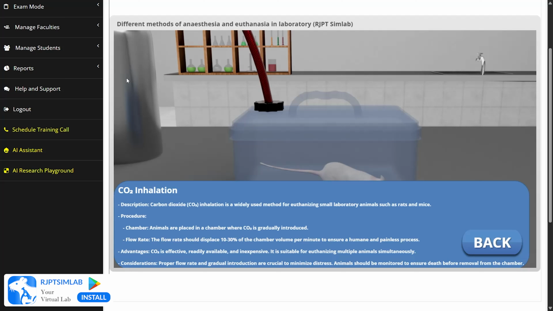As we can see here, it contains the euthanizing gas, which is filled inside the closed chamber where the animal is kept. The description of this method says that carbon dioxide inhalation is a widely used method for euthanizing small laboratory animals such as rats and mice. For euthanizing, we use CO2 gas, which is very common in use and good for euthanizing small laboratory animals such as rats or mice.